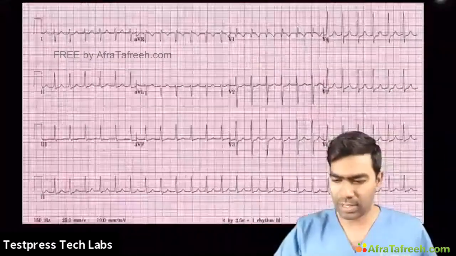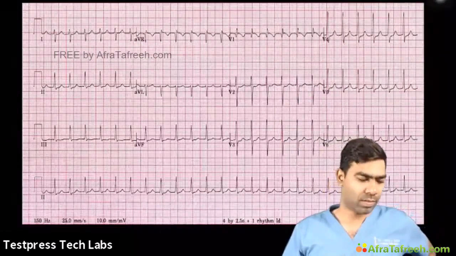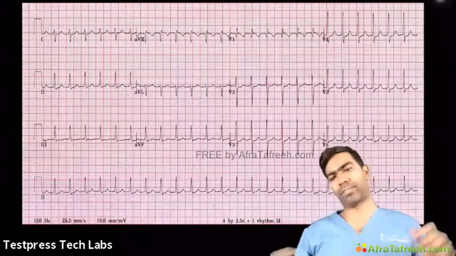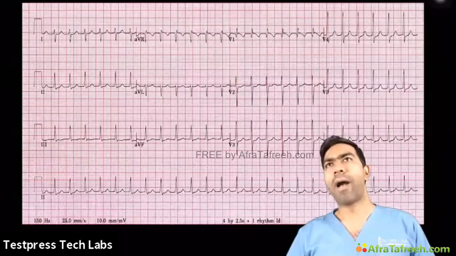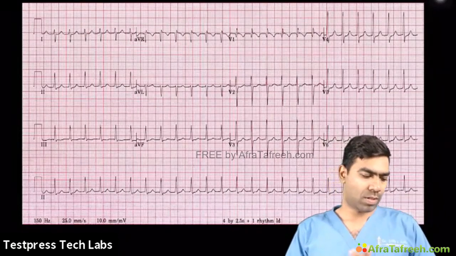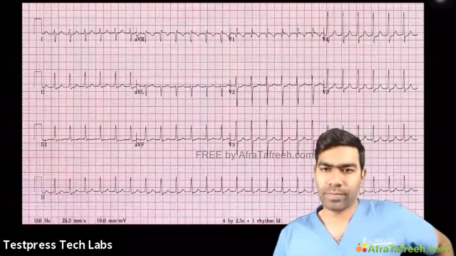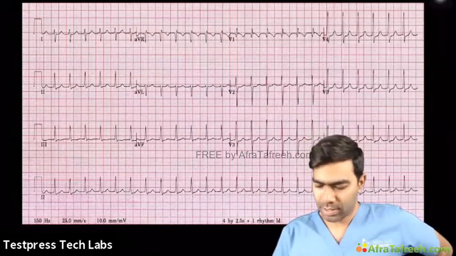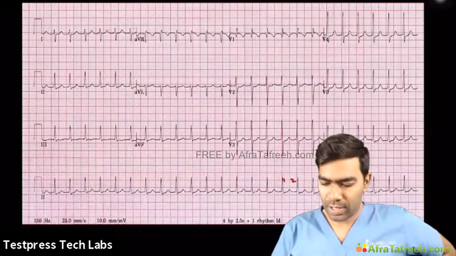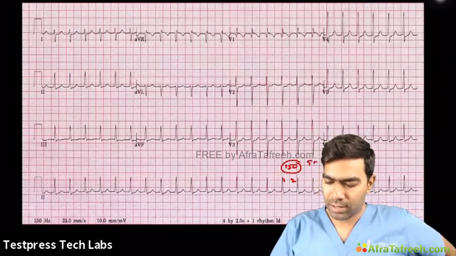And what is this ECG? What is this showing? Tachycardia, yes, Alex. So definitely it's a rate around 150 tachycardia.